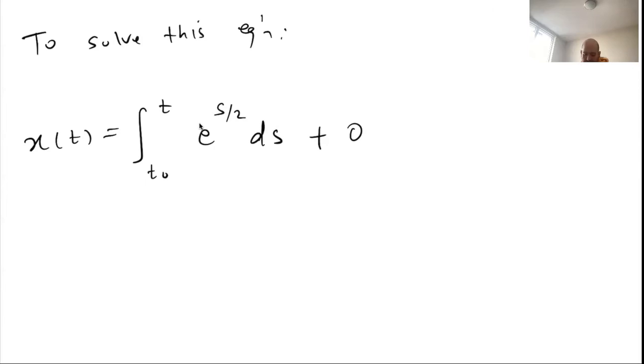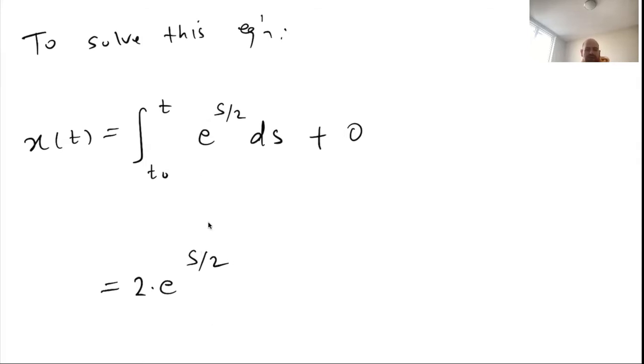Okay, so now if we calculate this, we need the antiderivative of e to power s half. So we can use e to power s half itself, but if I differentiate it, it is going to be 1/2 e to power s half. There is no 1/2 here. So if I multiply this with 2, then I'll get e to power s half, right?